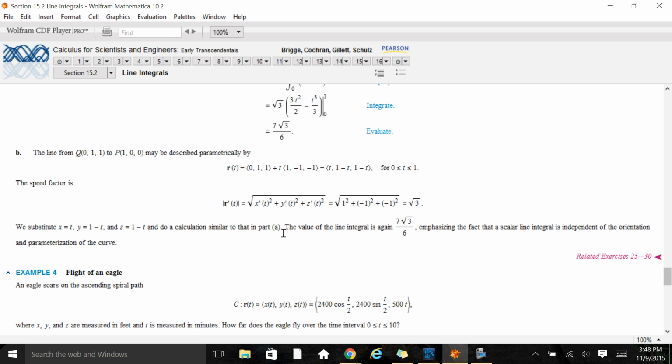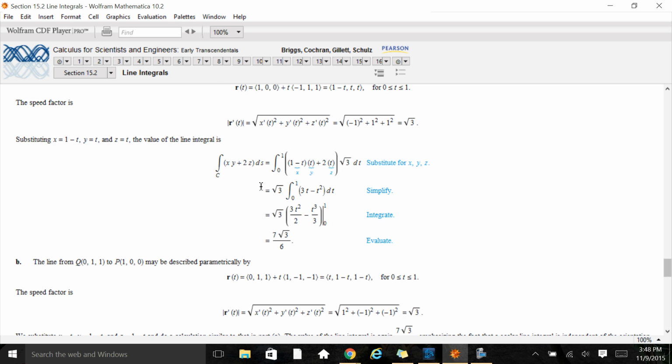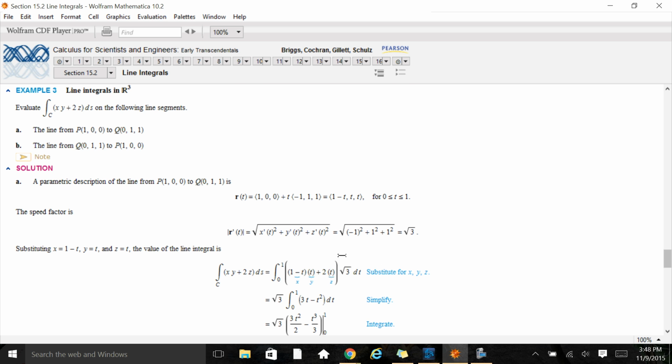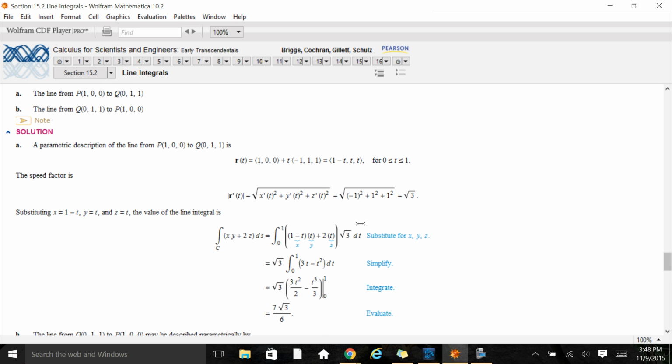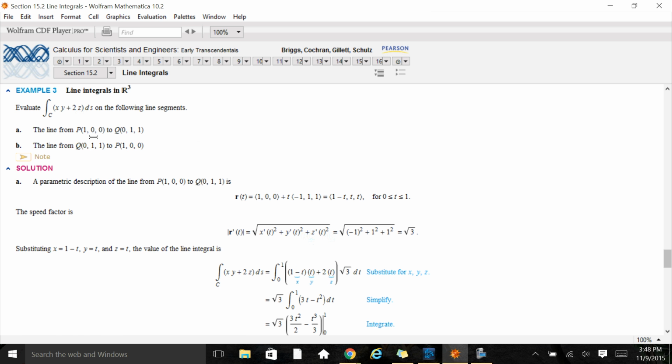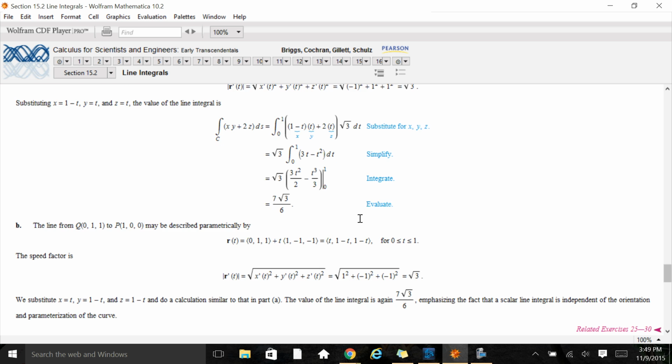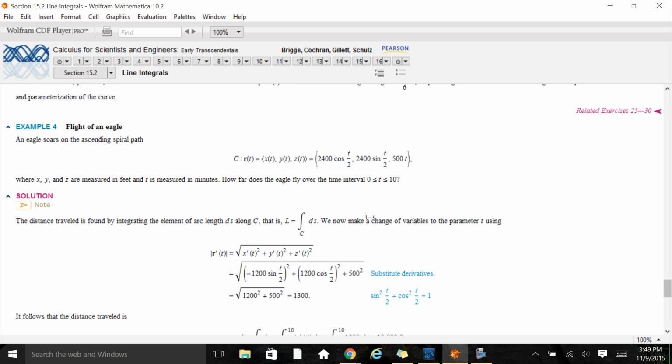So this tells us it doesn't matter how we parameterize this curve. It's going to work out to be the same. It also doesn't matter which way you orient your integral, whether you go from this point to that point or that point to this point, it's going to work out the same. So kind of a neat thing.